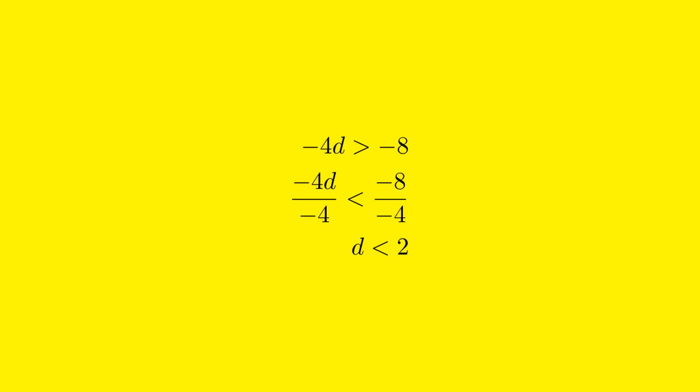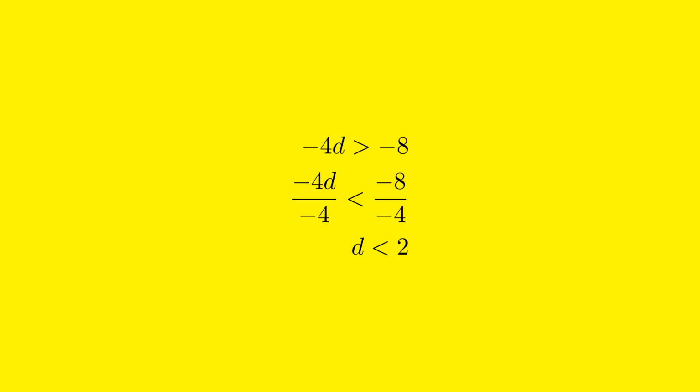Step 2. Now that we have simplified the inequality to -4d is greater than -8, we need to isolate the variable d. To do this, we will divide both sides of the inequality by -4. It's important to note that when we divide or multiply an inequality by a negative number, we must reverse the direction of the inequality sign. So here's what we do. Divide both sides by -4 and remember to flip the inequality.